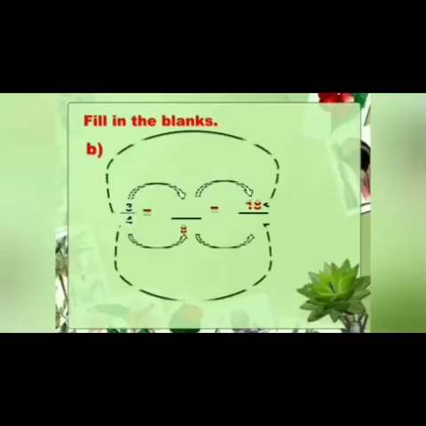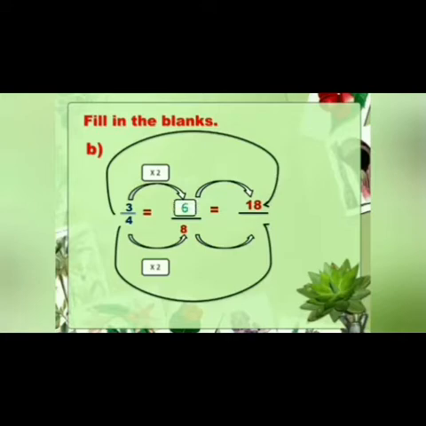The question is 3 by 4 is equal to dash by 8 is equal to 18 by dash. 3 by 4 is equal to dash by 8. See here children, 4 goes to 8. How many times of 4 is 8 children? Yes, 2 fours are 8. We have to multiply it by 2. In denominator we have to multiply it by 2, means in numerator also we have to multiply it by 2. Then 3 twos are 6. Here 6 by 8 is equal to 18 by dash.